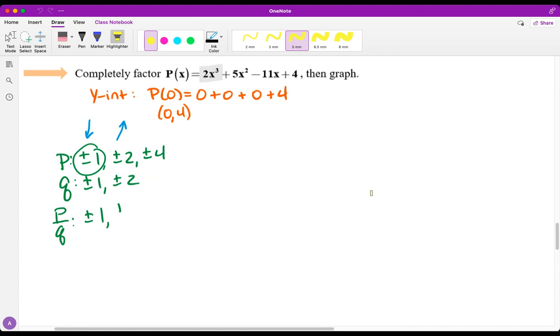Next, 2 divided by 1. And 2 divided by 2 is 1, so we already have it. Then 4 divided by 1. And 4 divided by 2 is 2, which we already have. So everything is now accounted for. Our list has 4 numbers, plus and minus.